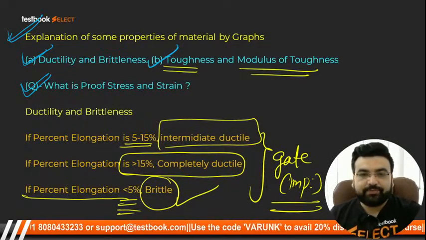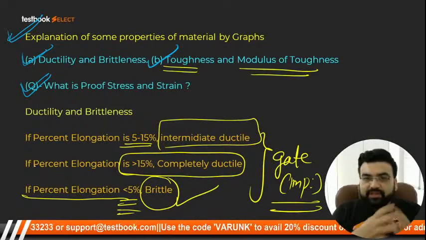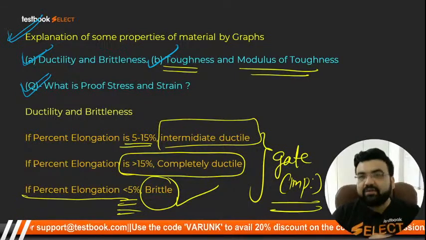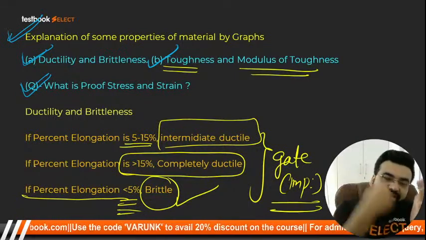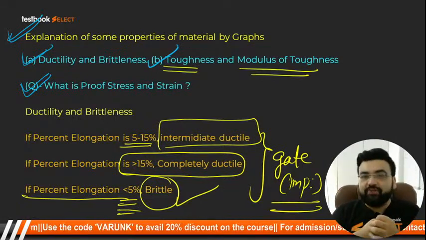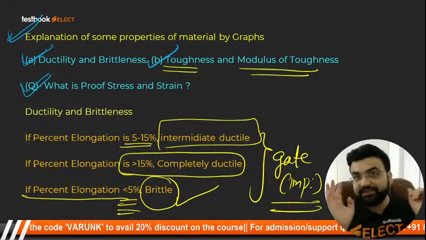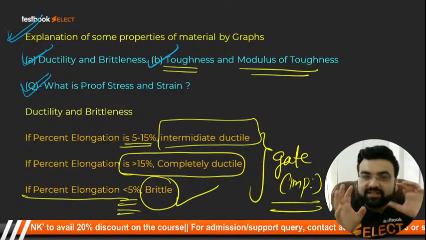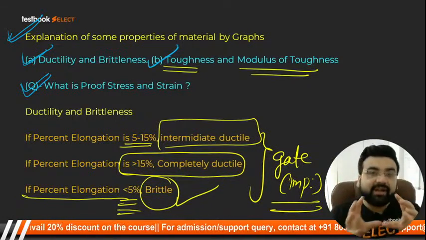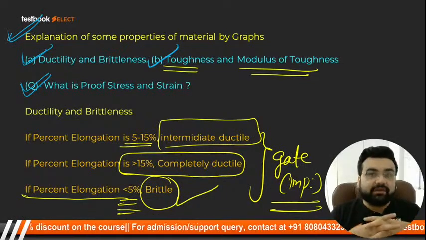Now students, so this is what the toughness is and this is what the modulus of toughness is. Oh sorry, what is toughness? How much energy it can absorb per unit volume, that is what the toughness is. Clear? Now students, let us understand with the help of a graph what is the meaning of toughness and modulus of toughness.